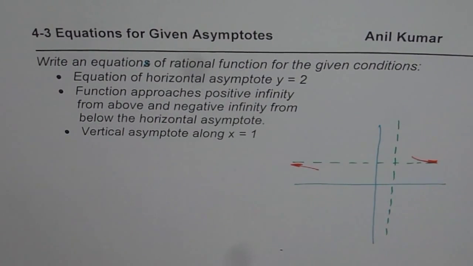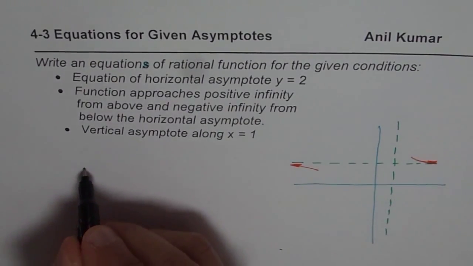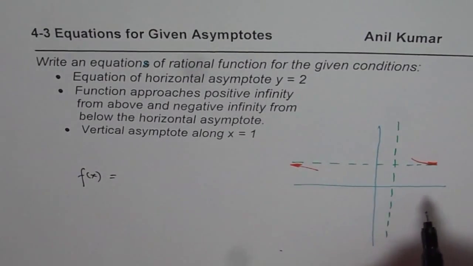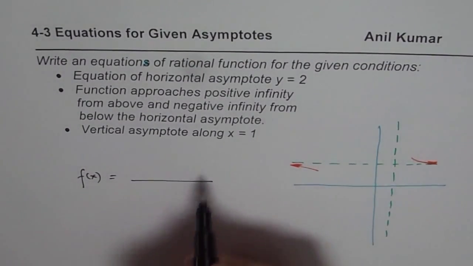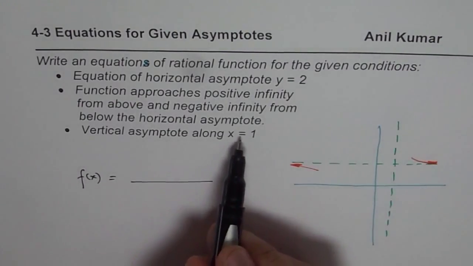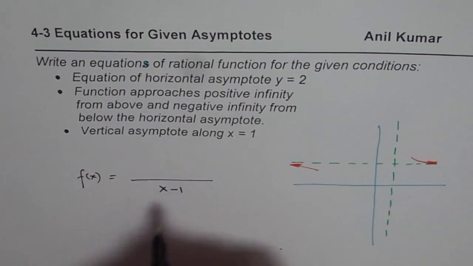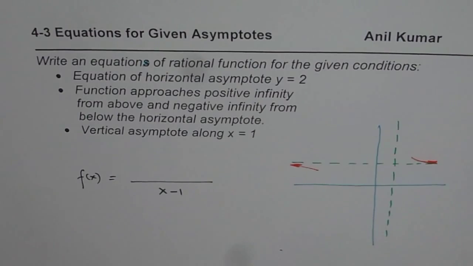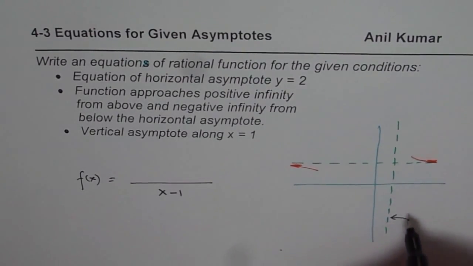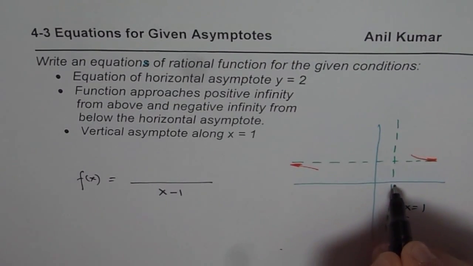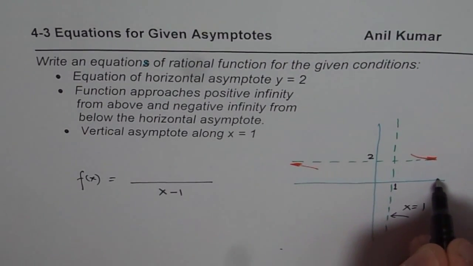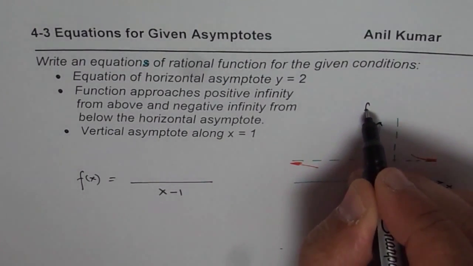So these are the conditions given to us, and we have to write a function which will satisfy all these conditions. Right? Now there could be more than one solution to this. Let's understand how to write this kind of function. Since the vertical asymptote is at 1, we can write the denominator as x minus 1. So that will ensure that the denominator is 0 for x equals 1, and we do have a vertical asymptote at x equals 1, right? So this is 1 for us, that is 2. Here we have x, and here we have f of x.